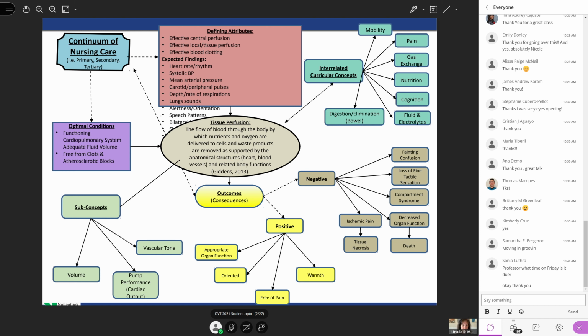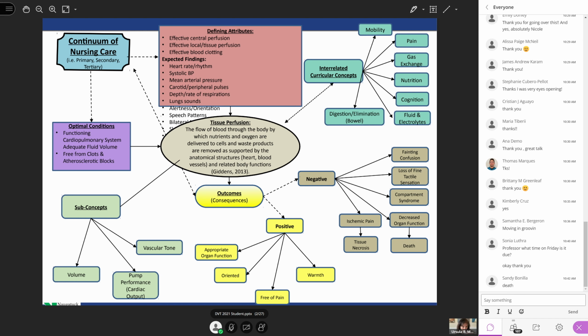What is ischemia? I think I've talked about this before. Or maybe it was just in my clinical group. Ischemia is lack of blood flow. Okay, not necessarily always death. That's the extreme consequence. Ischemia is lack of blood flow, and it can lead to tissue death, not always.